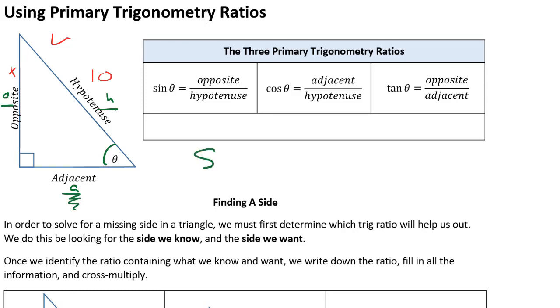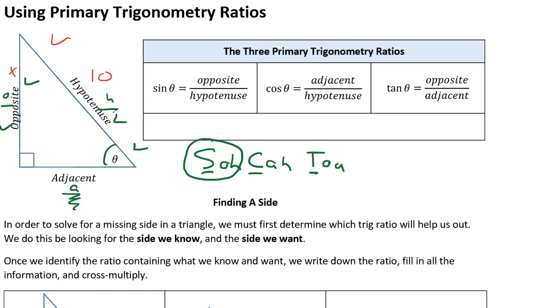And from SOHCAHTOA, which is SOH, CAH, TOA, we can see that the only trig ratio that contains both opposite and hypotenuse is the sine function. So for this case, we would use the sine function to determine the length of the opposite side.